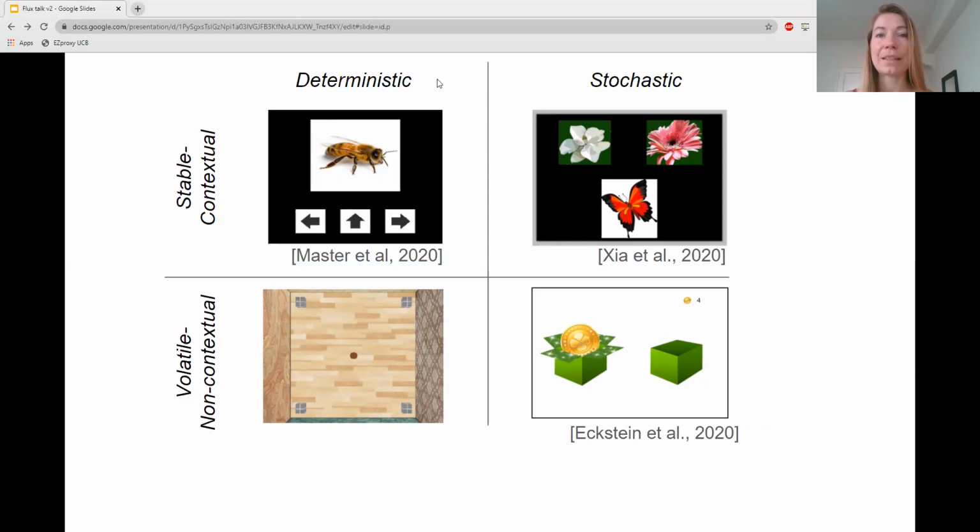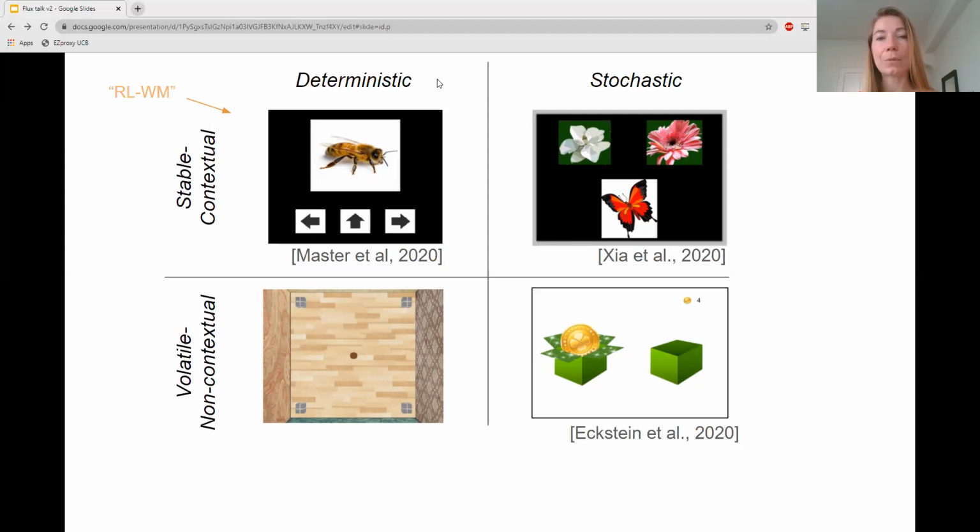The stable deterministic task is the RLWM task that some of you might be familiar with. Participants see a stimulus like the bee here and choose one of 3 actions: left, up, or right. Participants deterministically get a reward for each correct action and no reward for each incorrect action. The trick of this task is that stimuli appear in blocks of different sizes. The bee can appear in a block containing just 1 other animal or up to 5 other animals.